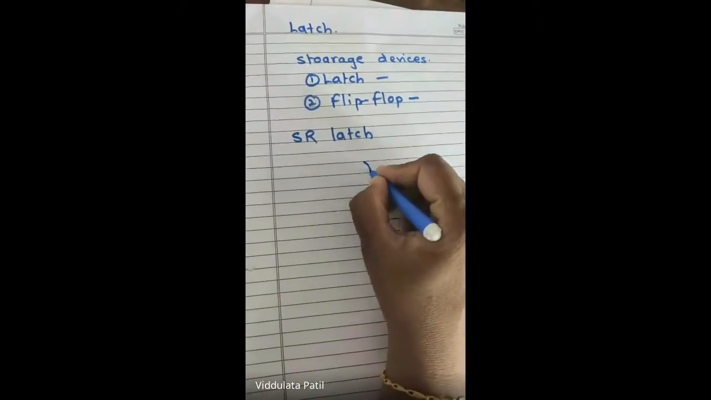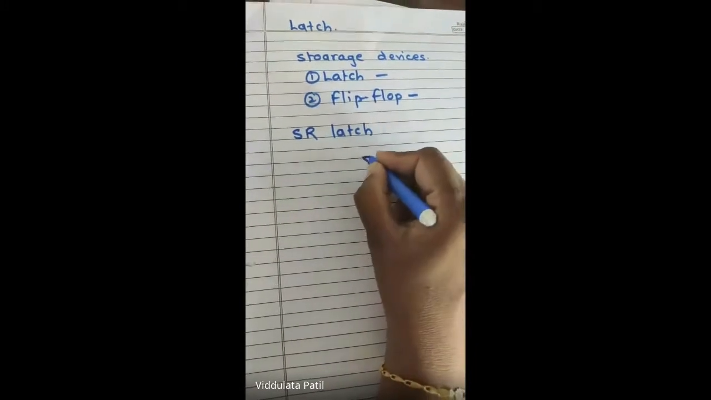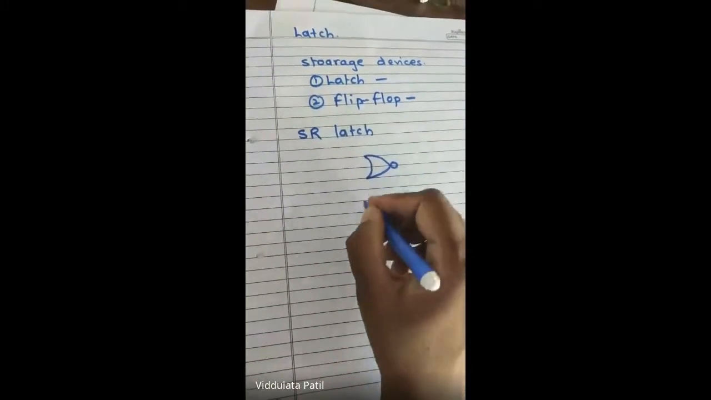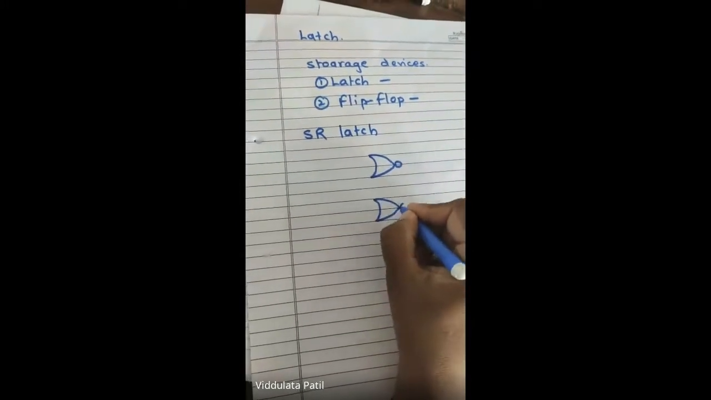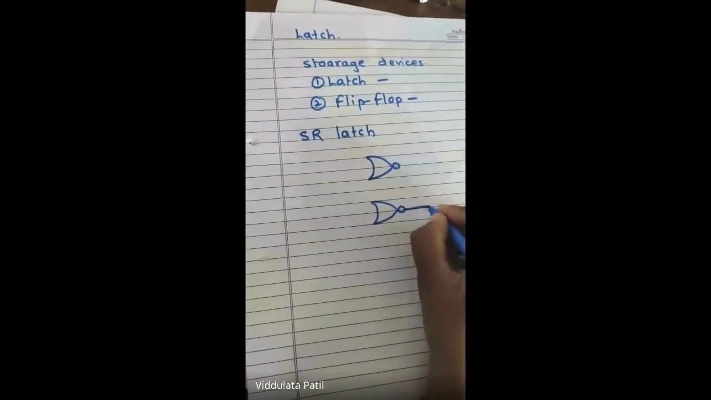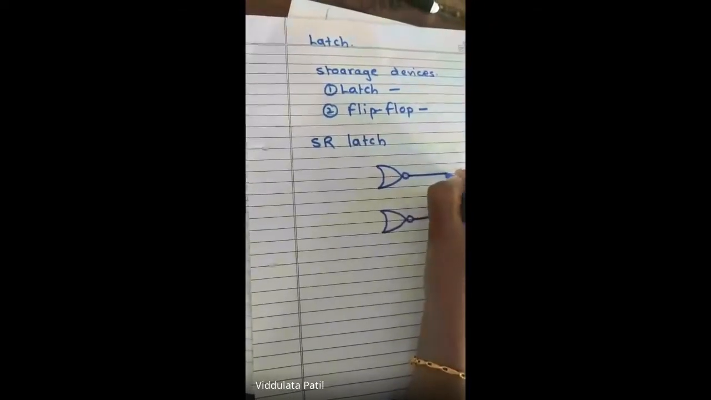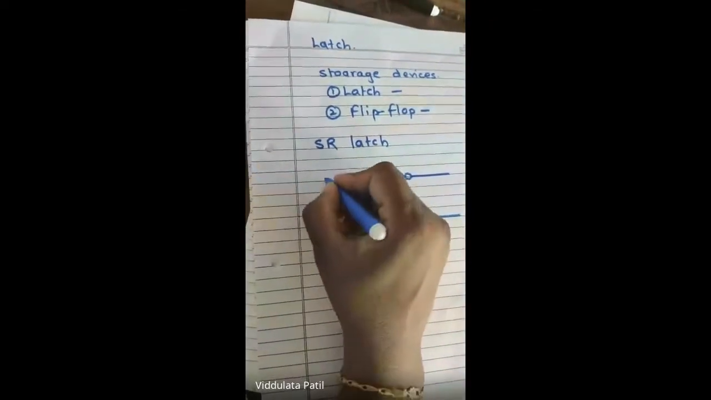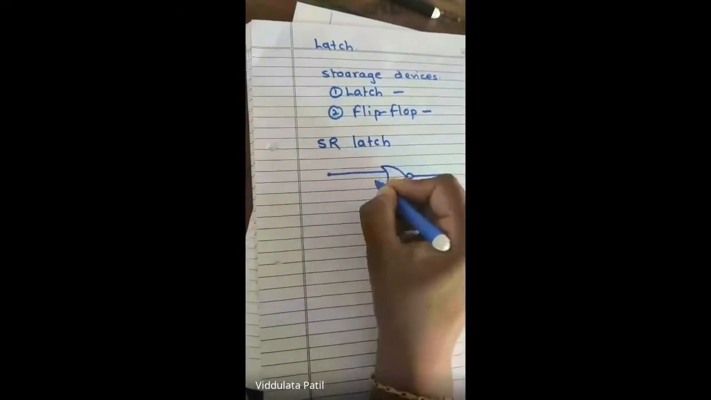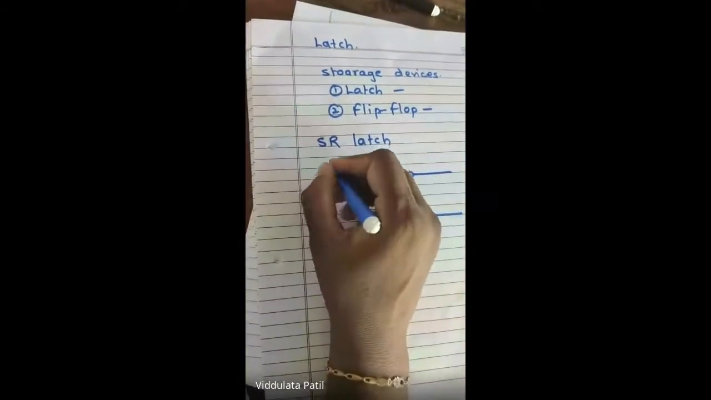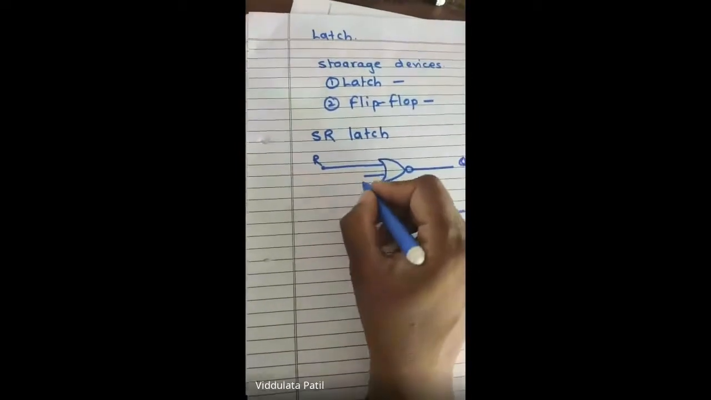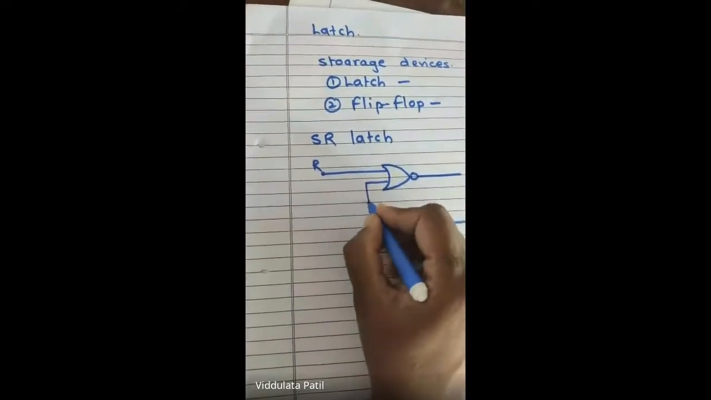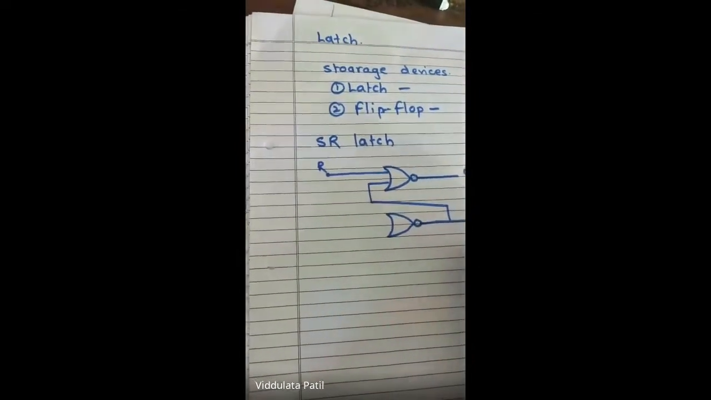As you know, this can be implemented using NAND gates also, but let us see this using NOR gates. So we require two NOR gates with two inputs. So this is R and this is Q. This is Q bar.